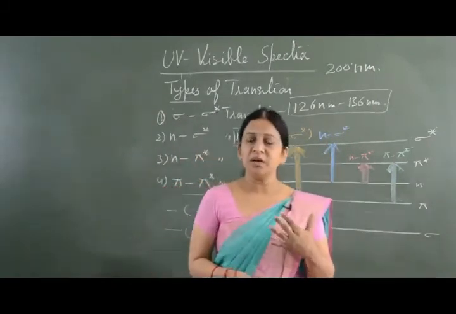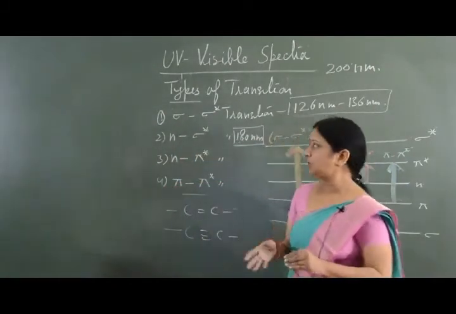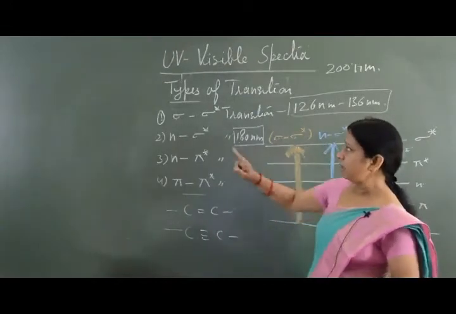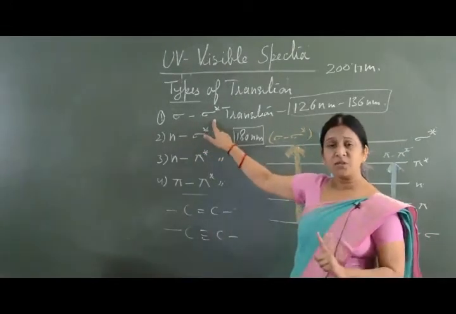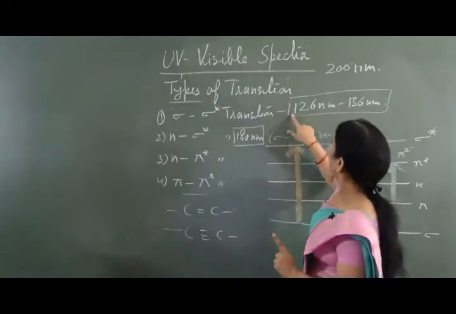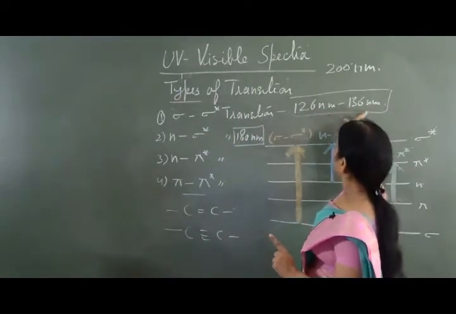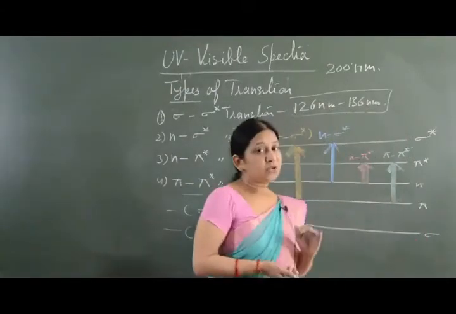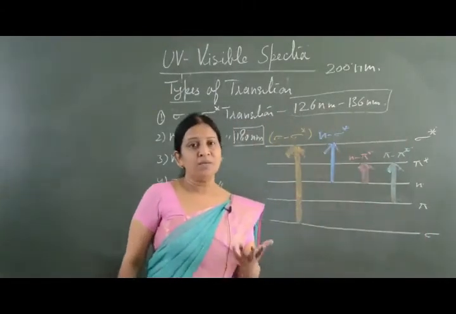So with the three types of electrons, we have got these 4 types of transitions. I repeat, the sigma to sigma star transition is given by saturated compounds. The range is 126 to 136 nanometers, and this transition is not going to lie in the UV range.